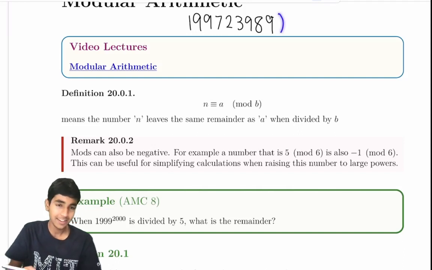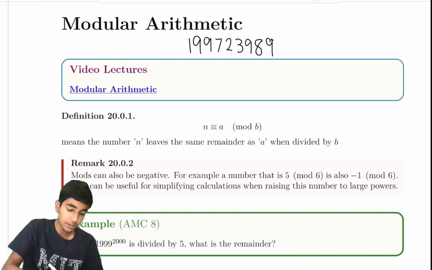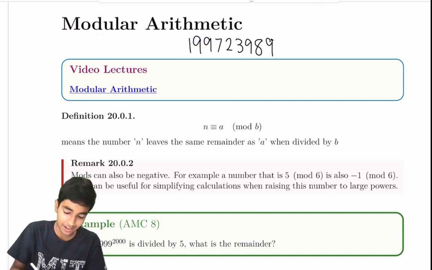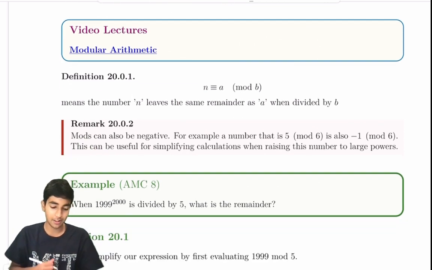Numbers like this one can be wild, but modular arithmetic is what makes them simple. Today, we're exploring the magic of modular arithmetic and how powerful a tool it is.